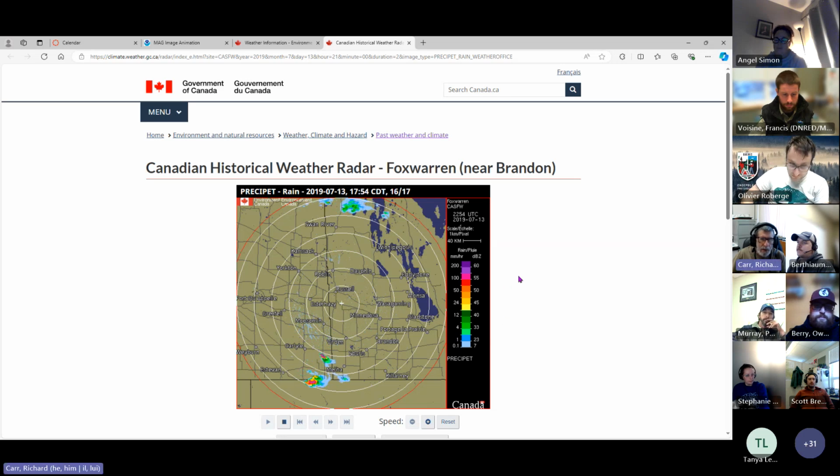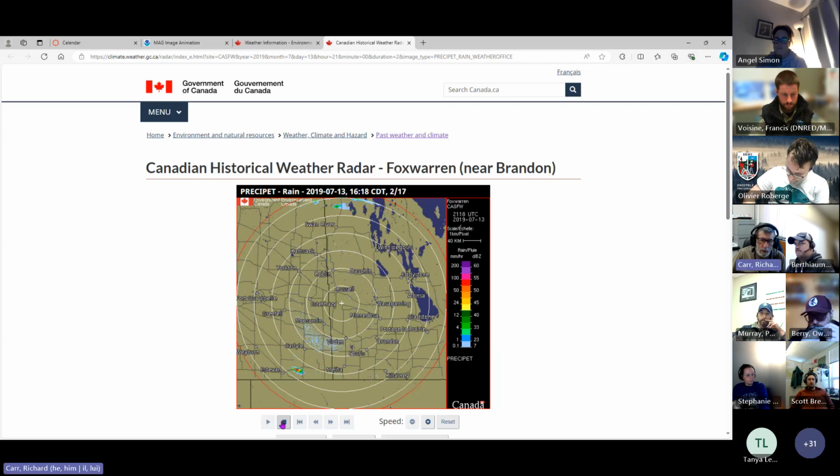By the way, these are the old X-band radar images. If you look at Environment and Climate Change Canada's radar now, it's got a completely different presentation. So the echoes will still look similar, the color schemes, but the background and everything has changed.